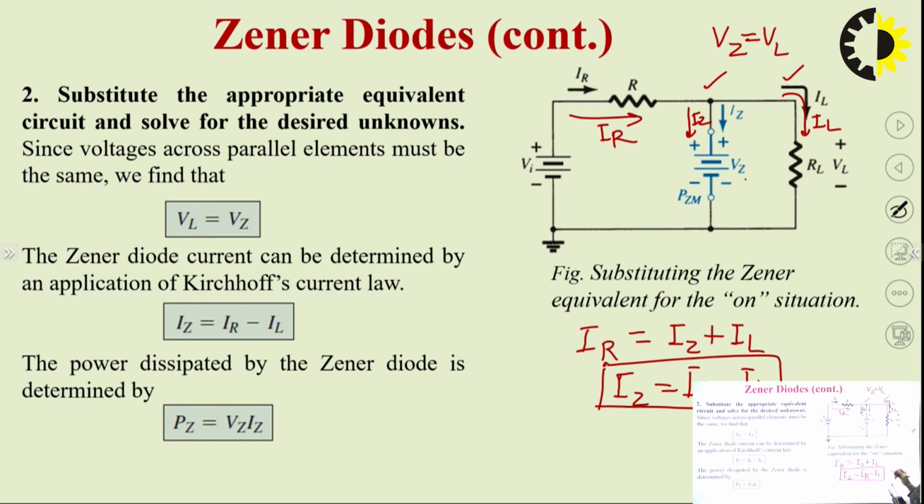And the power dissipated across the Zener diode will be given by PZ is equal to Vz times IZ.